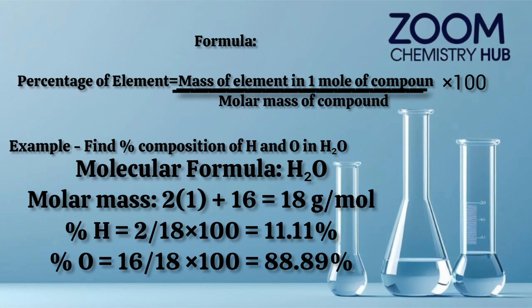So the percentage of hydrogen in water is equal to 2 multiplied by 1 divided by the molar mass of the compound, water, that is 18, multiplied by 100. So we get the percentage of hydrogen in water as 11.11. Similarly, the mass of oxygen is 16 divided by the molar mass of water, that is 18, multiplied by 100. So we will get 88.89 percent of oxygen in water.